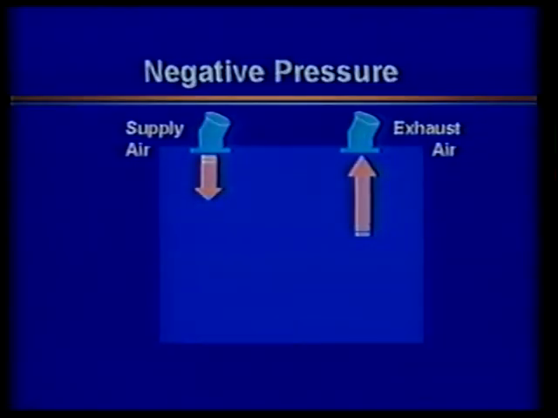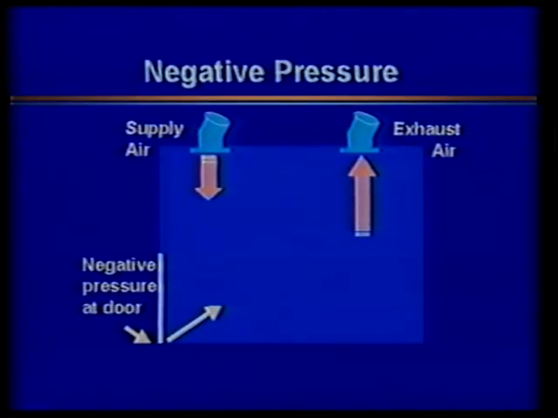The intent of negative pressure is obviously to keep any infectious particles generated in the room from escaping to the hallway or another room. It's achieved by setting the mechanical system so that more air is removed or exhausted than is supplied. The difference, or offset, causes air to be continuously drawn into the room under the door. The faster the air moves under the door, the better.